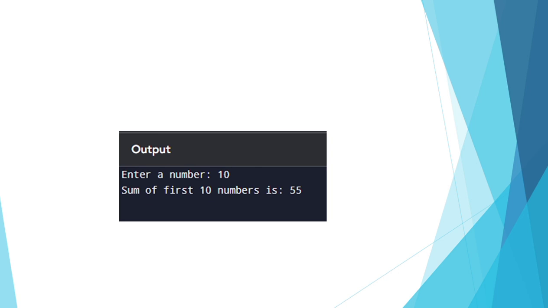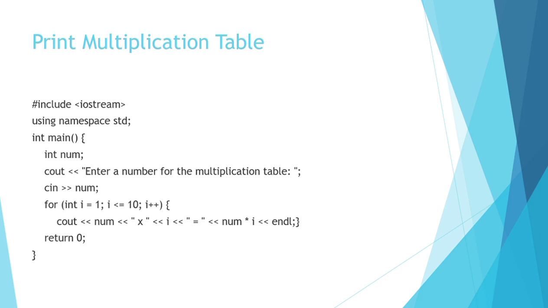After successful execution, the output of the program will be this. Print multiplication table. int number; This line declares an integer variable number. This variable will store the number for which the multiplication table will be printed.